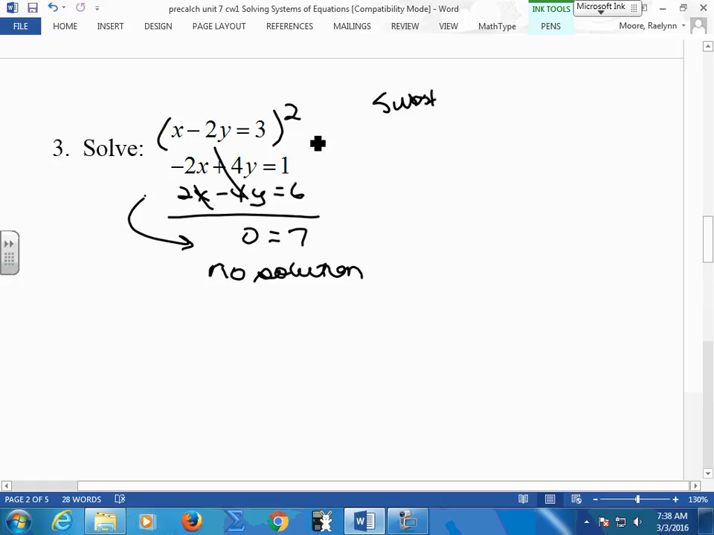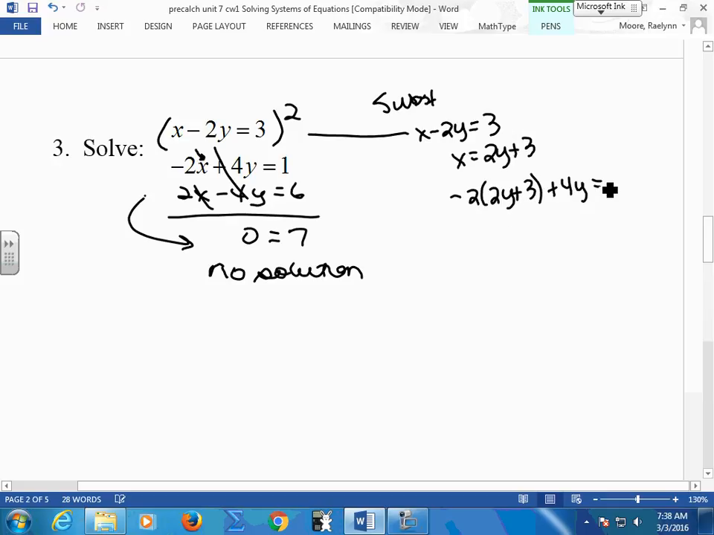Well, let's see what happens if we solve for x. Maybe we did something wrong. So now I'm going to substitute it into this x. So this gives us negative 4y minus 6 plus 4y equals 1. And again, they eliminated. Is this a true statement? Nope. So again, we proved no solution.